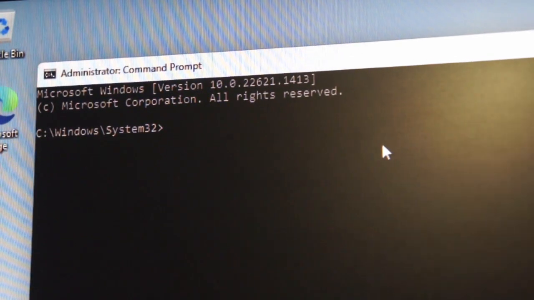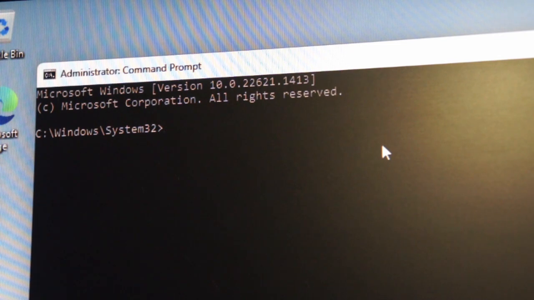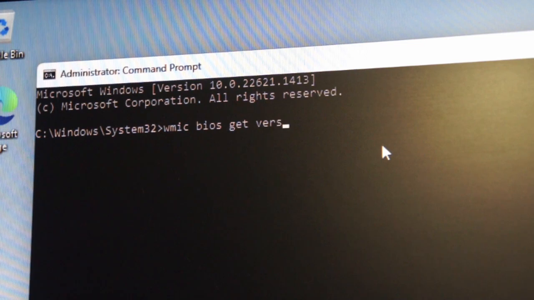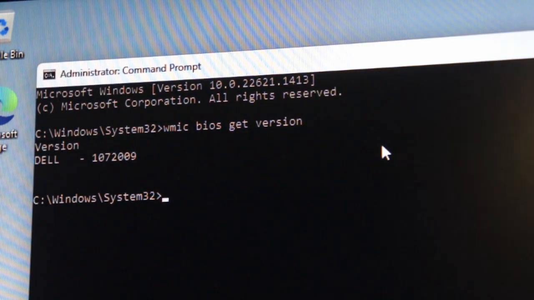Well, I was going to do a few of my favourite of the WMIC commands, which are useful. So, WMIC BIOS get version. So it tells you Dell 107 2009.